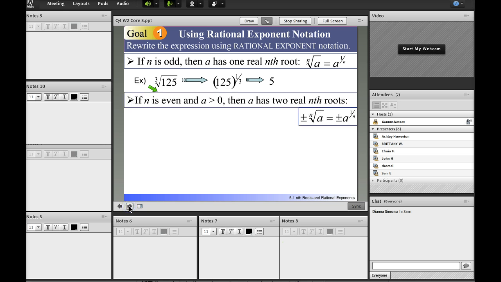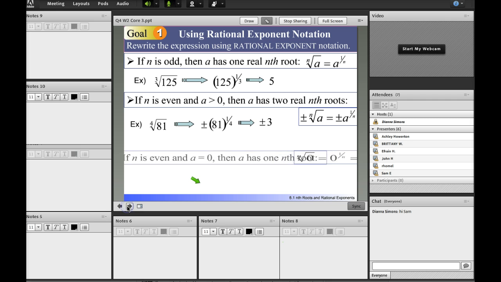So if n is even, a has to be greater than 0, and then what you have is both a positive and negative, okay? So the fourth root of 81, again, look and see that they've written it. This is the fourth root. This is also the fourth root, okay? And that means it's plus or minus 3, because 3 times 3 times 3 times 3 is 81. And also if you do the negative, negative times negative is a positive, times a negative is a negative, times another negative is another positive.